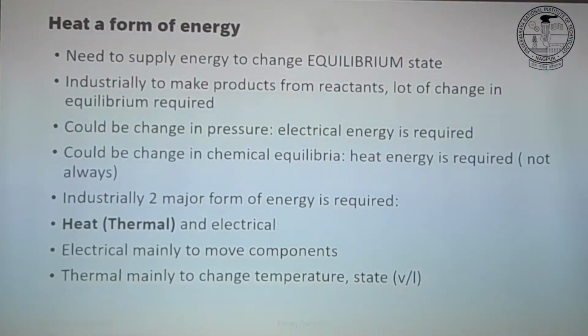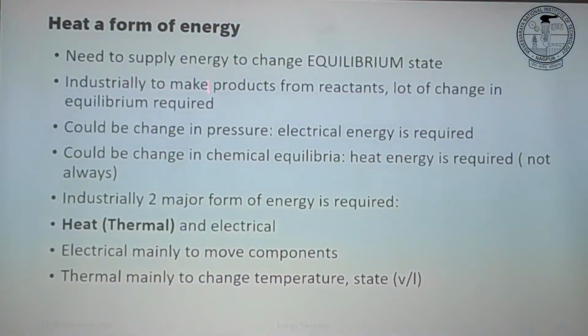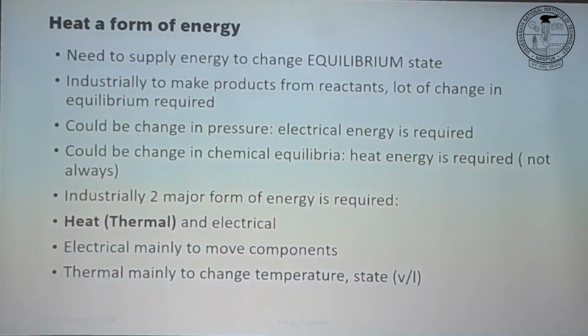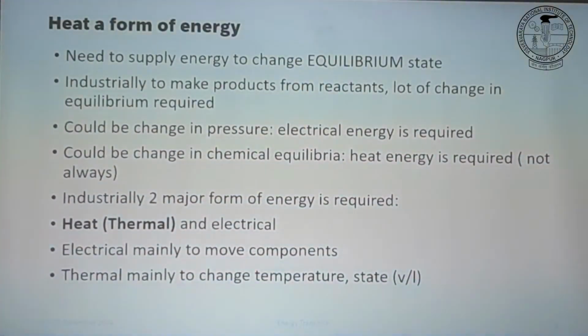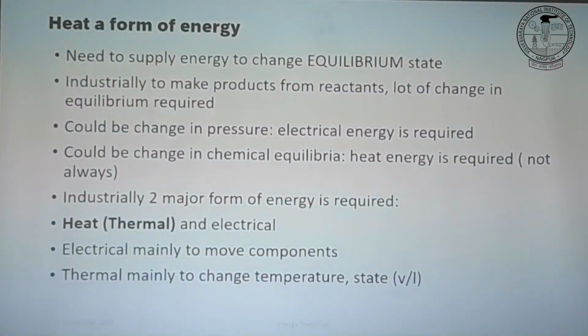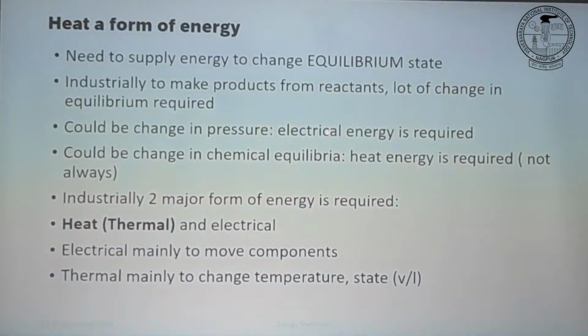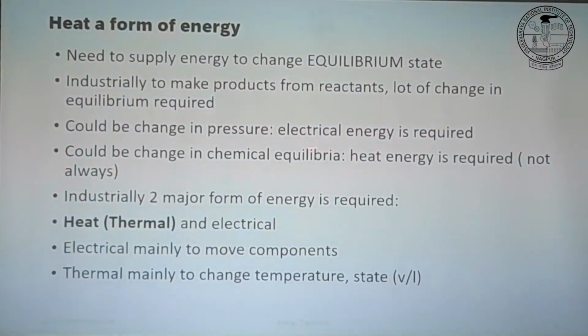So, as we said, heat is a form of energy. You need to supply it always. We talk about this inertia in very simple language. Every state, everything is in an equilibrium state, and you need to supply energy. For example, industrially, to make products from reactants, a lot of changing of equilibrium is required.